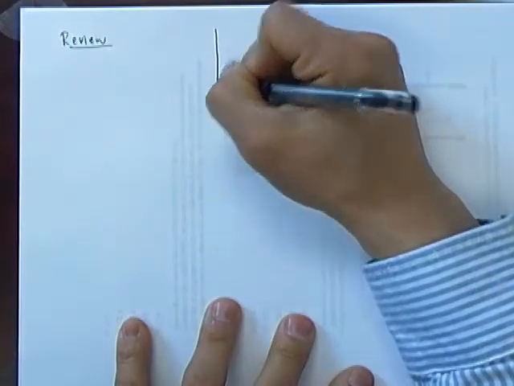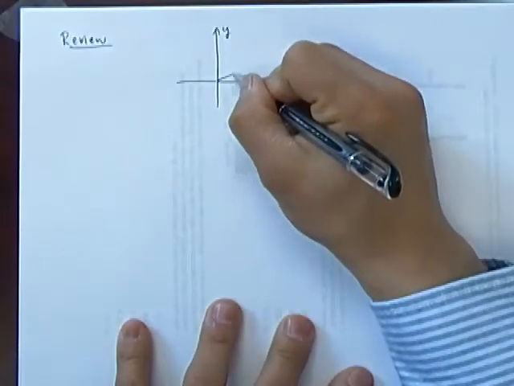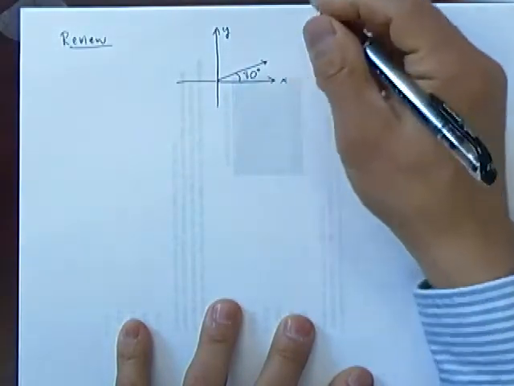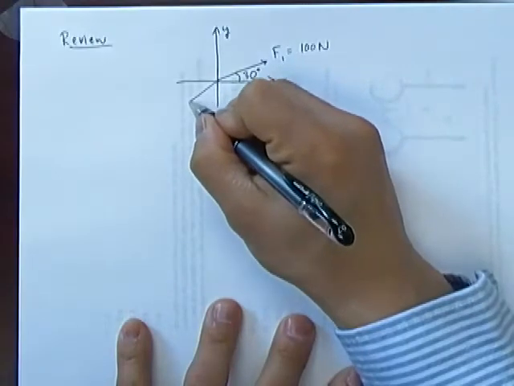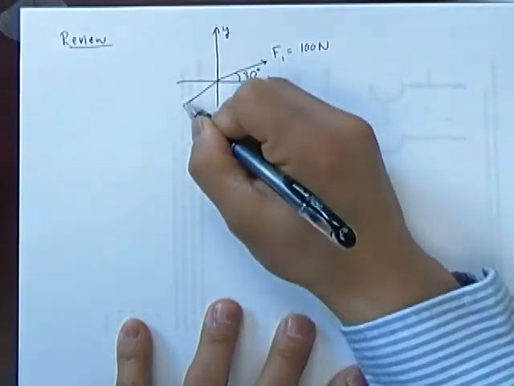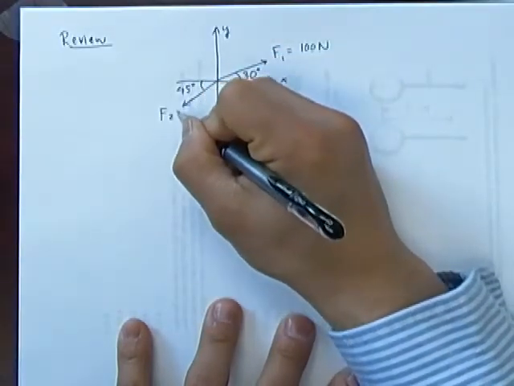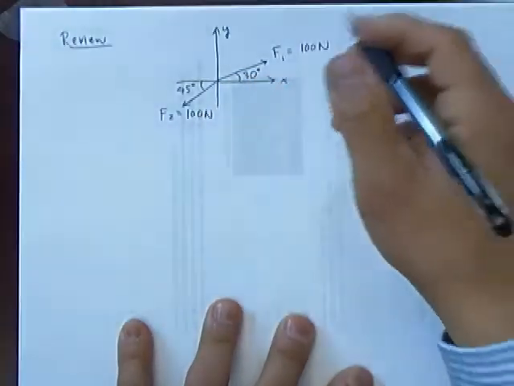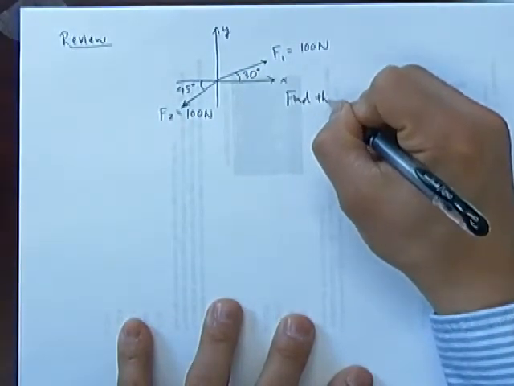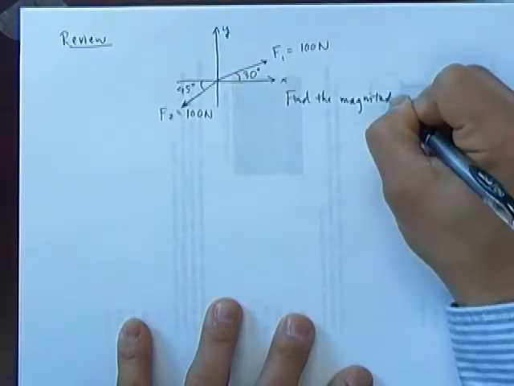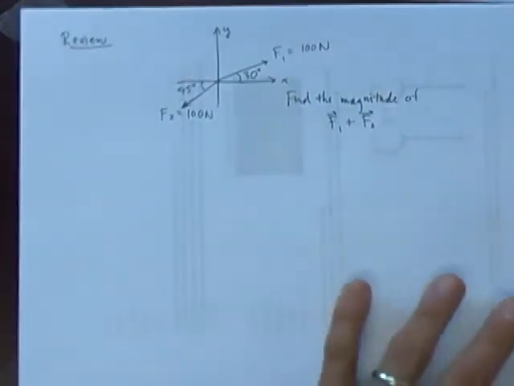So let's suppose we have y here, and I have x, and I have an angle of 30 degrees, and this force F1 has a magnitude of 100 newtons, and we have another angle here, same length, and 45 degrees like that, and this is F2, and that's 100 newtons. And the question will be, find the magnitude of F1 plus F2.